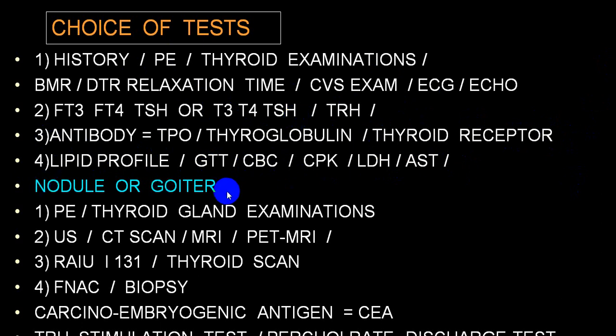But in presence of a nodule, thyroid gland examination becomes very, very important. Physical examination and even this, what we call BMR, deep tendon reflex, cardiovascular, ECG, ECO, etc. is also useful. But in addition to these tests, you have to do ultrasound to find out the type of thyroid gland enlargement. A good number of conditions can be picked up by doing a good ultrasound.